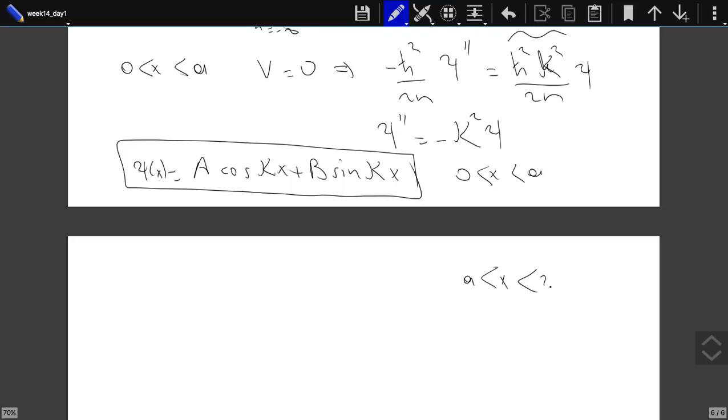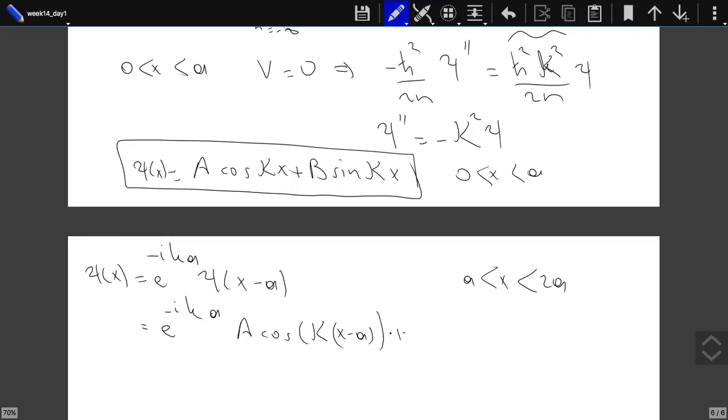Now, if x is between, let's say, a and 2a, then we know that psi of x is equal to e to the power i k a psi of x minus a. But then if x is between a and 2a, then x minus a is between 0 and a. So I can use the above relation. So this is equal to e to the power i k a times A cosine kappa (x minus a) plus B sine kappa (x minus a).